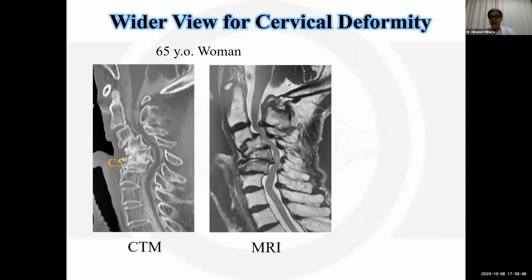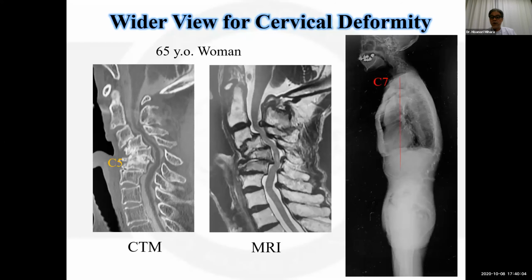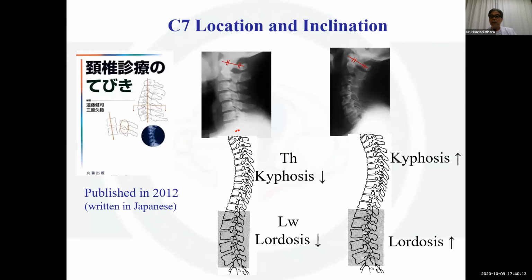When we see such a patient with cervical deformity, we used to look at X-ray, CT, and MRI of the cervical spine and discuss how we should treat this patient. However, after Dr. Schwab published the theory of spinal harmony, we need to have wider views for cervical deformity. Before his publication, I already noticed that C7 location and its inclination were key parameters for considering cervical alignment related to global spinal alignment. We published this theory in a Japanese textbook in 2012.